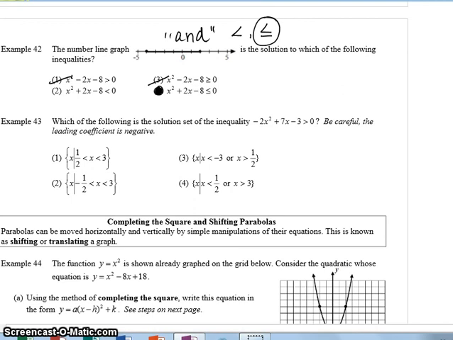The last one here, example 43, I'm running out of time. I'm going to continue with that one in a minute.